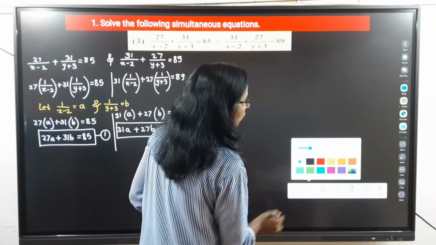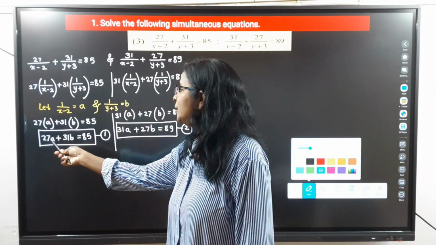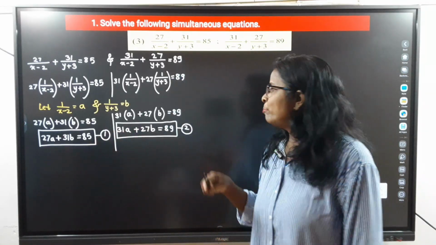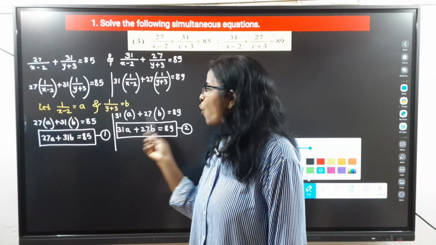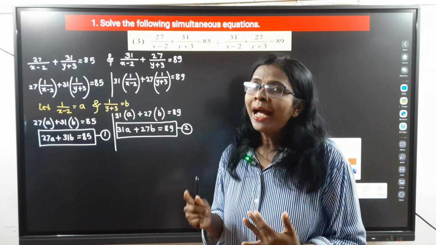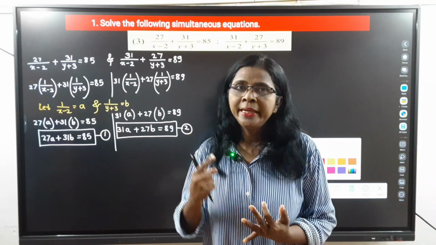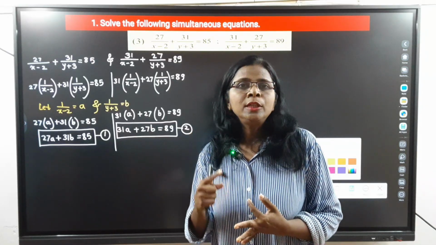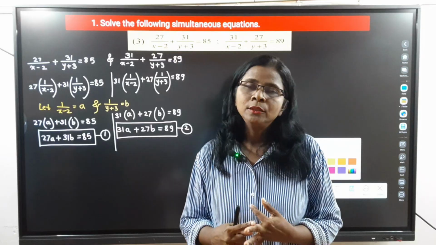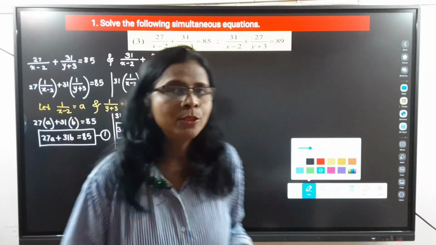Now here students, carefully observe these two equations, 1 and 2. The coefficient of a in the first equation is the coefficient of b in the second equation, and the coefficient of b in the first equation is 31, which is the coefficient of a in equation 2. So here we apply our rule: first you add these equations, then subtract them, and then from the new equations, the third and fourth equation, you add these new equations, and then you can get the value of the variable. So let us apply this rule.